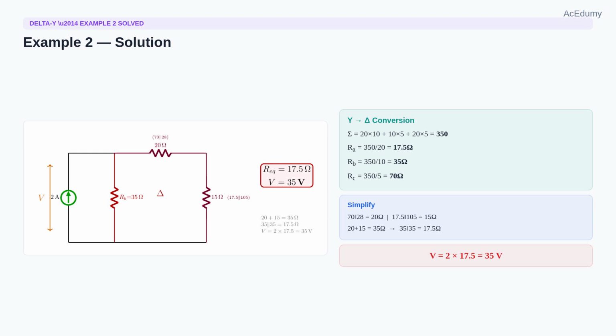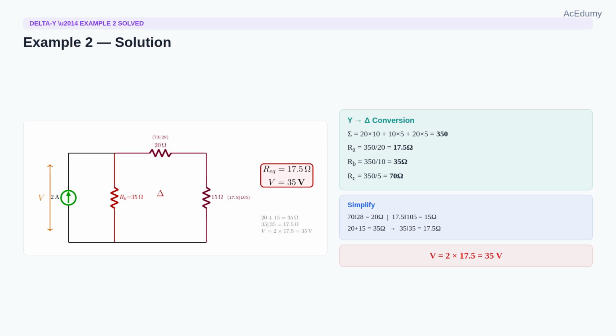Now we simplify. RC of 70 ohms is in parallel with the 28 ohm resistor. 70 times 28 over 70 plus 28 equals 1960 over 98, which is 20 ohms. RA of 17.5 ohms is in parallel with 105 ohms. 17.5 times 105 over 17.5 plus 105 equals 1837.5 over 122.5, which is 15 ohms.